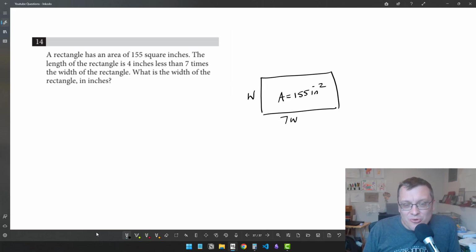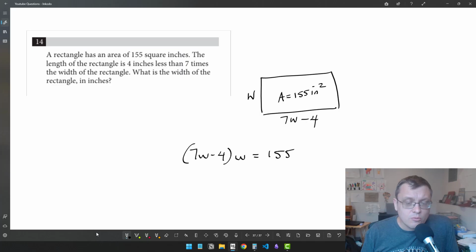So when it's in this order, 4 inches less than 7 times the width, we actually have to reverse this order when we write it into an expression. So this becomes 7W minus 4, rather than 4 minus 7W. Anyway, we now have the dimensions in terms of the width. So now the area of this is just going to be 7W minus 4 times W. And this is supposed to equal 155.